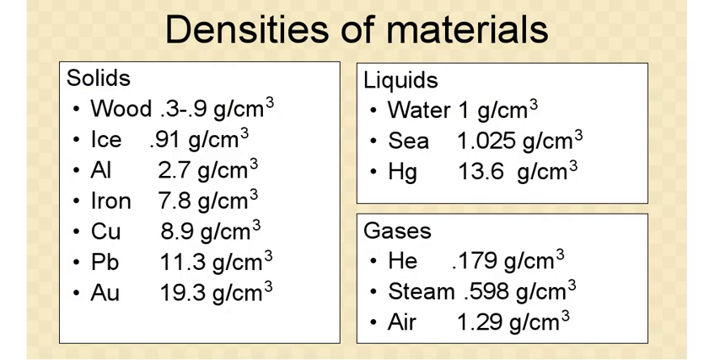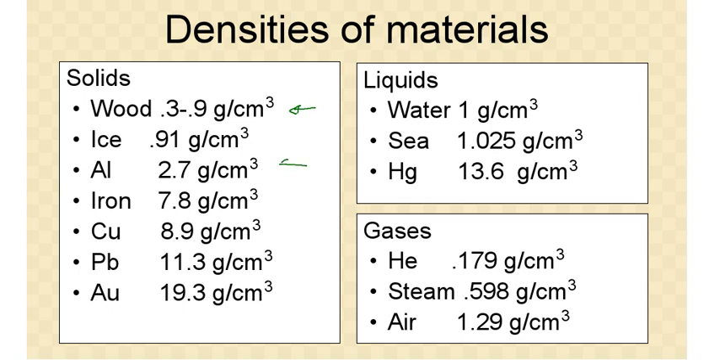So here is a table, and there's a table kind of like this in your book that has some densities. These are broken down into solids, liquids, and gases, and so you can see here that wood can vary anywhere from 0.3 to 0.9 grams per cubic centimeter. There actually are some woods that are more dense than water and that do sink. They're kind of exotic woods though, and so most of them will float. Ice is a little bit less than water. That makes sense, because if you throw an ice cube into a glass of water, it floats, right?